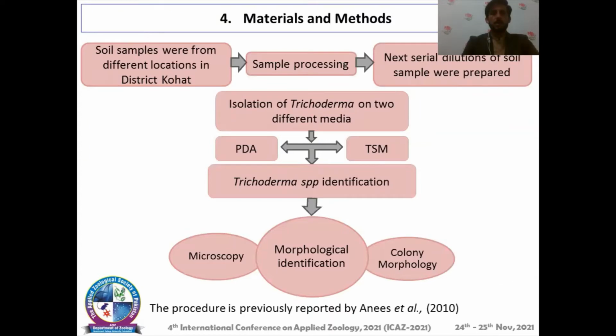Material and methods. First of all, soil samples were collected from different locations in district Cohort. Then serial dilutions were prepared. For the isolation of Trichoderma species, the serial dilutions were poured on two different media, potato dextrose agar and Trichoderma selective medium, and incubated at 25 degrees centigrade for 3 days. After the incubation period, the suspected Trichoderma colonies were subcultured on PDA and subjected to morphological identification, based on colony morphology and microscopic characteristics.